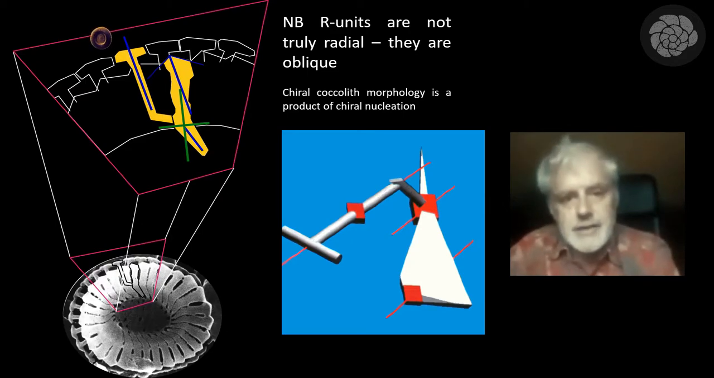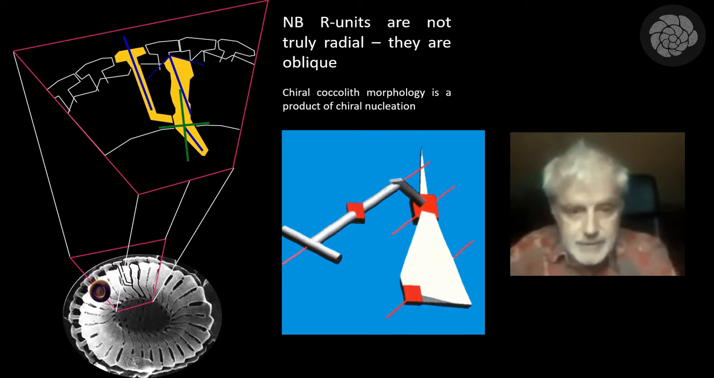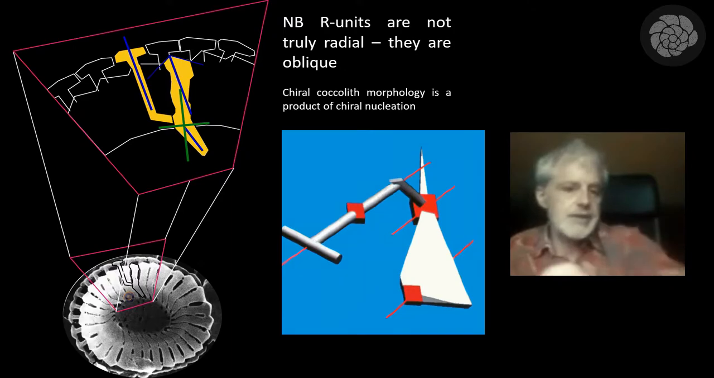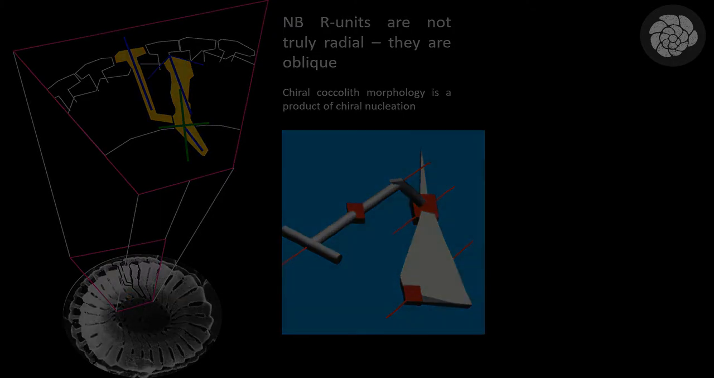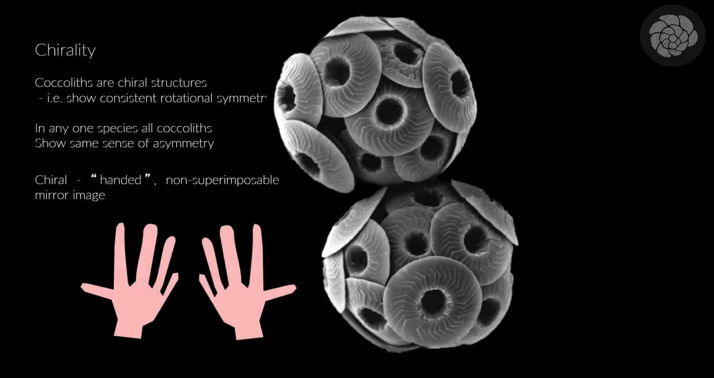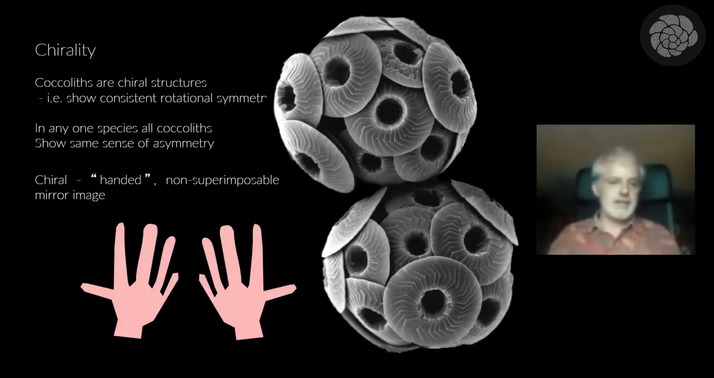So the C axis is going along the hammer handle, and along this direction, actually along the length of the lattice in the central area as well. If you look at this image, it's nicely slightly etched, and you can begin to see that direction. This is where the R unit is, where the C axis is going along this direction, and it's not radial, it's consistently rotated slightly anti-clockwise. So you've got a handedness to the structure, a chirality. Chirality actually means hand, so basically it's a non-superimposable mirror image.